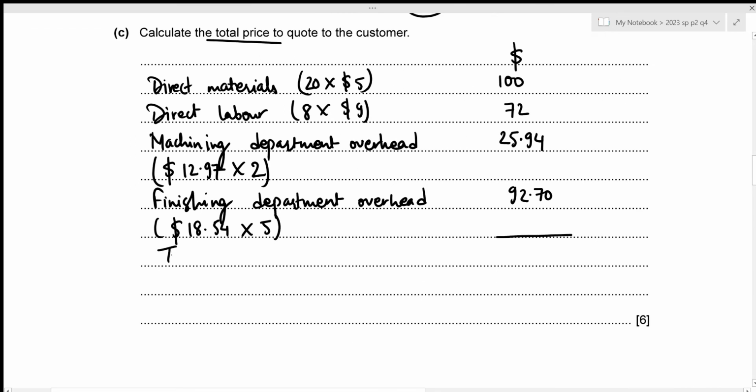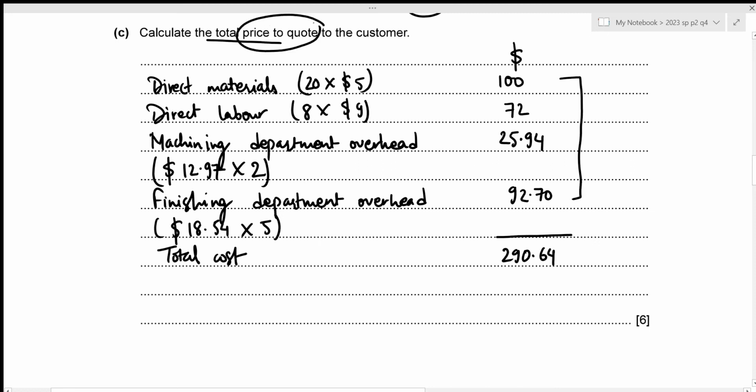So now we can just total this and figure out the total cost. So that's total cost. Let's add these four amounts. That's 100 plus 72 plus 25.94 plus 92.70, which results in 290.64. But we need to figure out the total price to quote, which is the selling price, right?